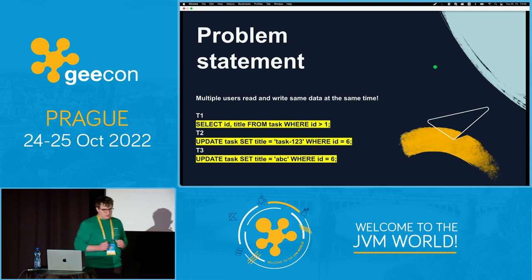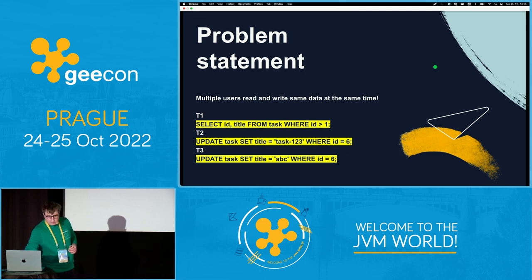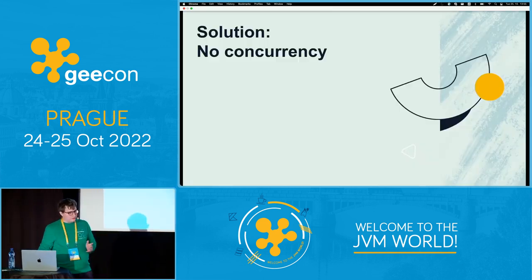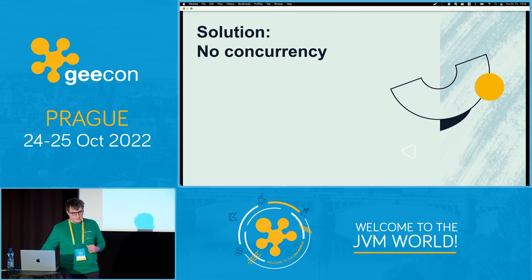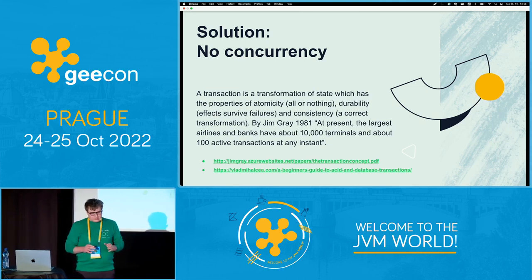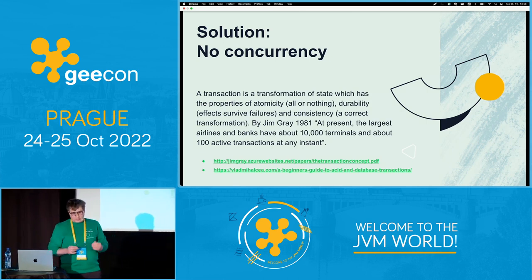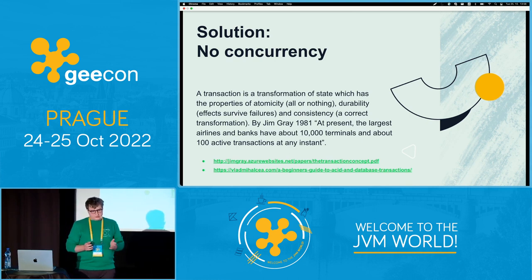So what is today's problem? We have multiple users that read and write the same data. One solution that is used: no concurrency. Originally, in 1981 and in these years, the amount of load was not as in today's world. And databases could execute those transactions in sequential order. The reason is that they had, as this article says, 10,000 terminals with 100 active transactions at any instant. So the load wasn't huge. You could execute those transactions sequentially, and there were no problems.